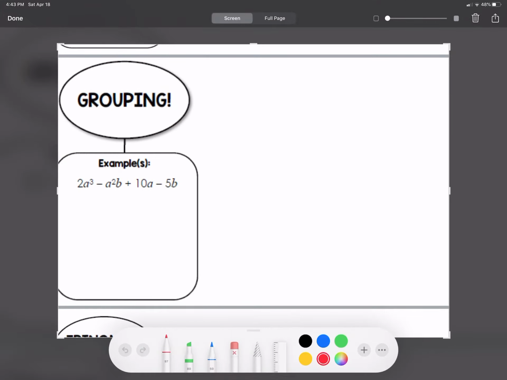Four-term polynomials are factored by grouping. We're looking at our first group of 2 terms and our second group of 2 terms separately. We're going to take the GCF from each of those groups. So let me rewrite that over here.